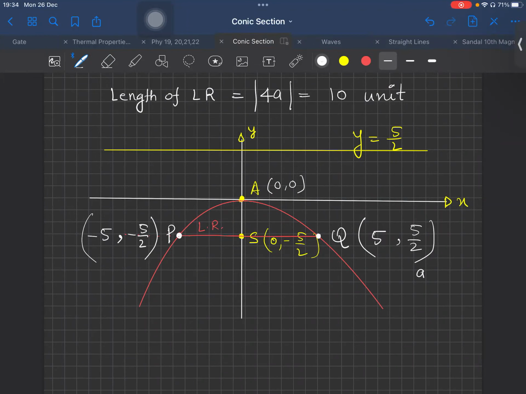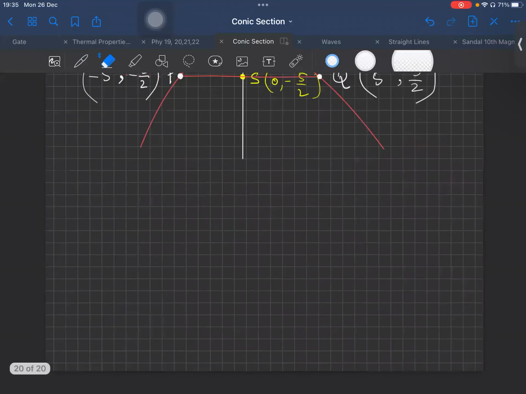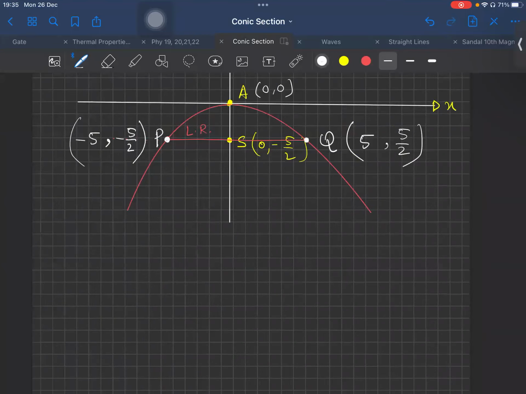Because if this is a, it should be 2a, and if this again is a, it should be minus 2a. Here a is 5/2. That's what we have calculated. Right? Okay.